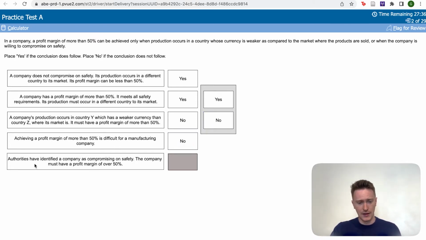Okay, achieving a profit margin of more than 50% is difficult, or we don't know anything about how difficult it is. And finally, authorities have identified compromising. This is the opposite problem. So it's compromising on safety. The company must have a profit, or no, it might be a rubbish company. This sort of setup on safety is necessary for the 50%, but it's not sufficient. In other words, there need to be other things as well.